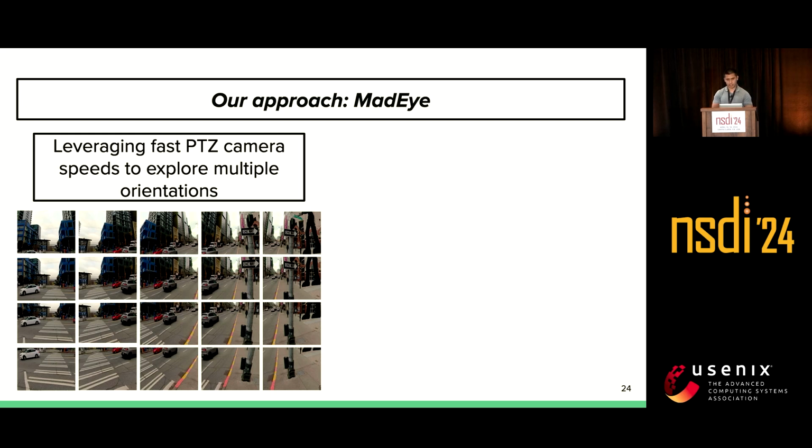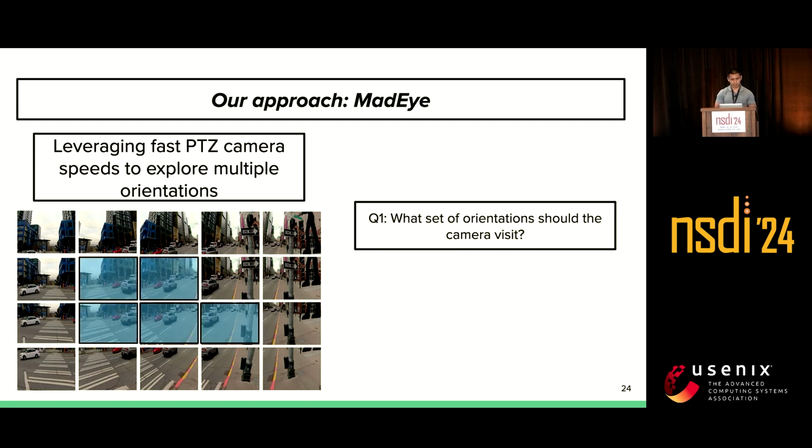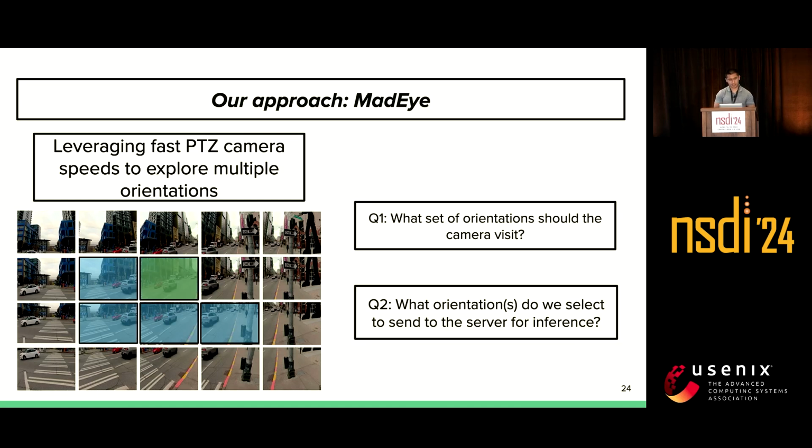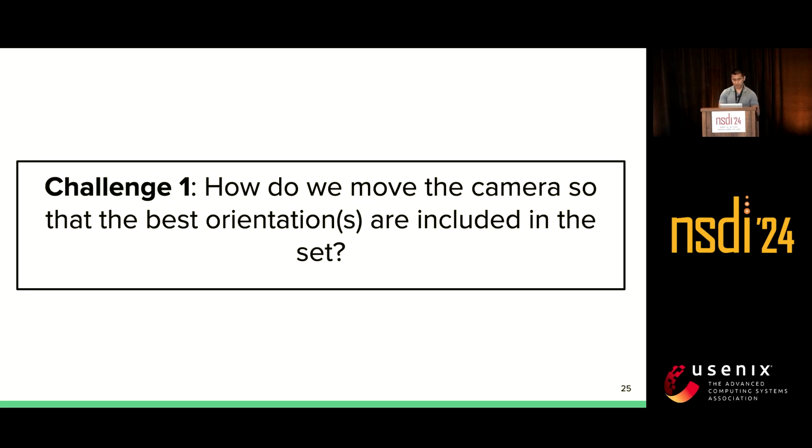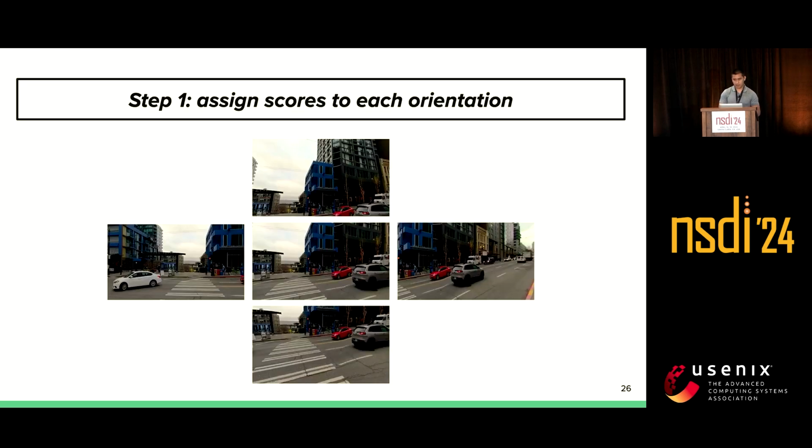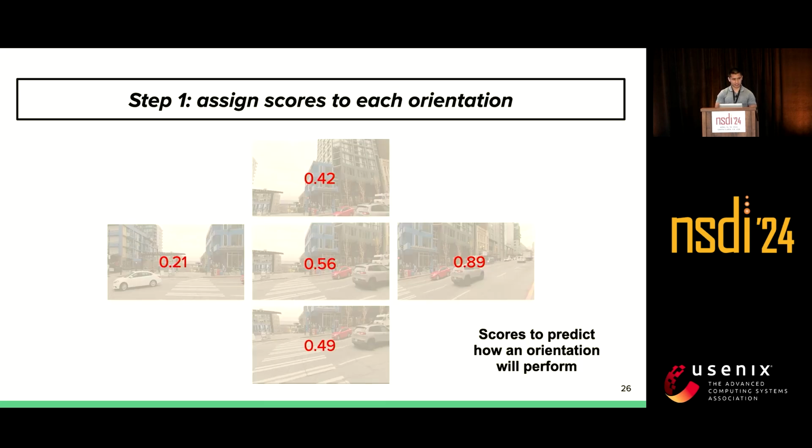So naturally, this approach raises two key questions. The first question is, what set of orientations should the camera visit? And the second question is, what orientations should we select to send to the server for inference? So let's first focus on this challenge in determining where to move the camera. We first take the set of orientations from the prior time step, and we assign each orientation a score. These scores are indicative of how well we believe each image will perform in the future with respect to the workload that's running in the backend server. And these scores are computed based off of historical data.